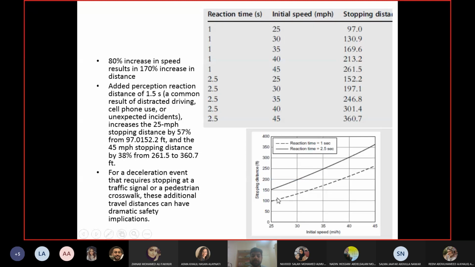Sorry, I think I said the other way around, right? At lower speed, the effect is bigger in terms of percentage. 57% change in time at lower speed and 38% change at high speed. Okay, so the effect of perception reaction time at high speed is basically lower.